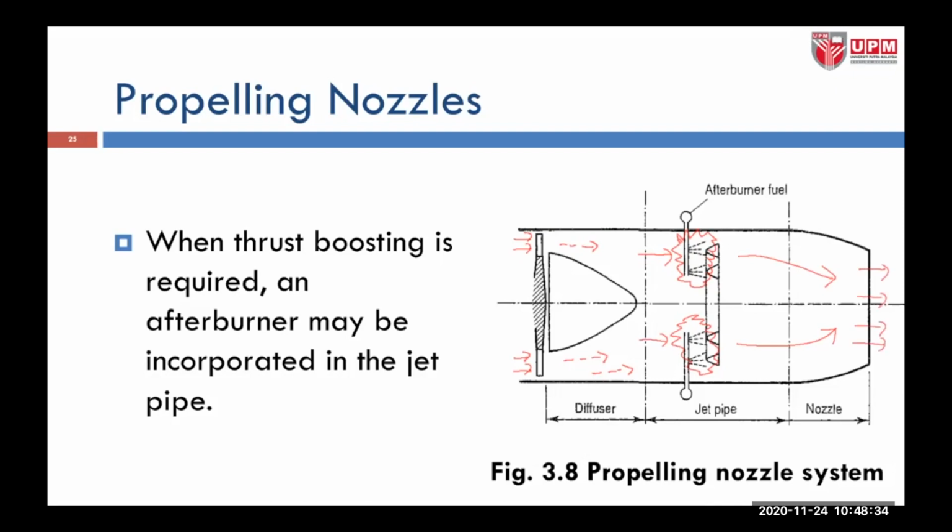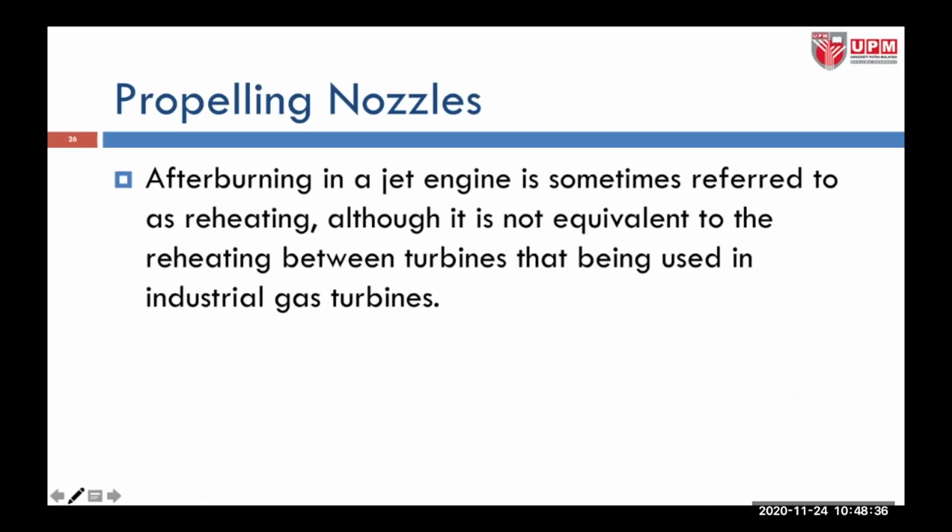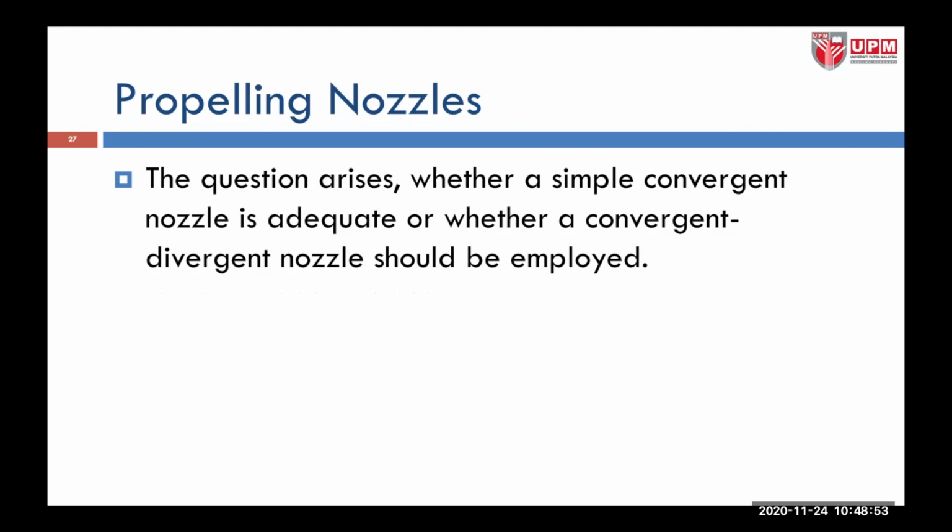This results in a much higher velocity to produce the thrust for the aircraft. Afterburning in a jet engine is sometimes referred to as reheating because you are putting more energy into the system, although it is not equivalent to the reheating between turbines used in the industrial gas turbine. So the question arises whether a simple convergent nozzle is adequate, or you need a convergent divergent nozzle in the system.